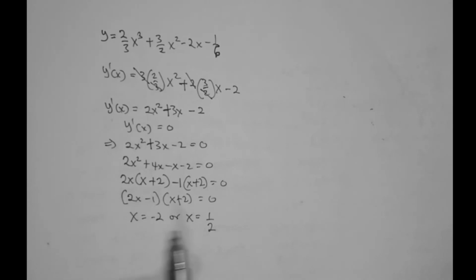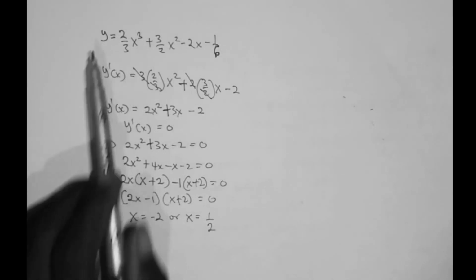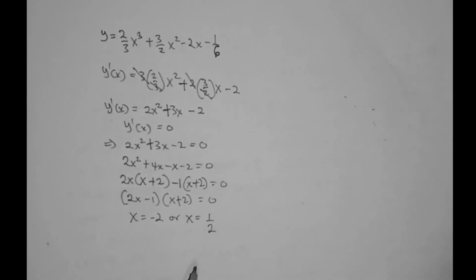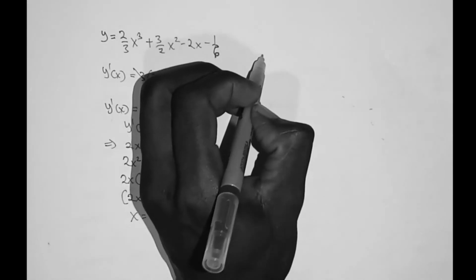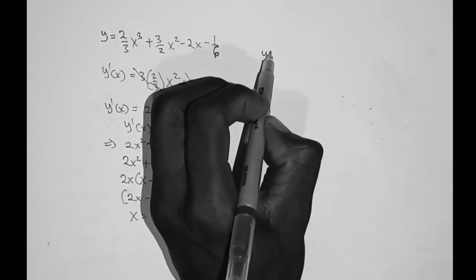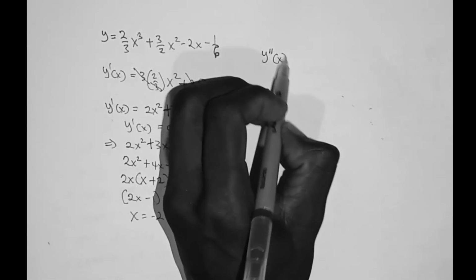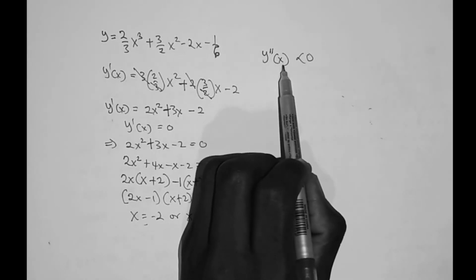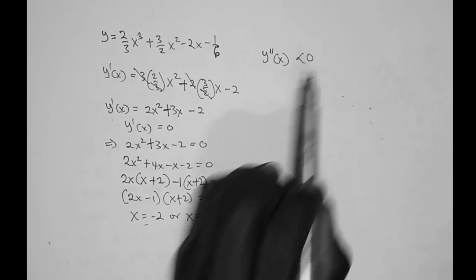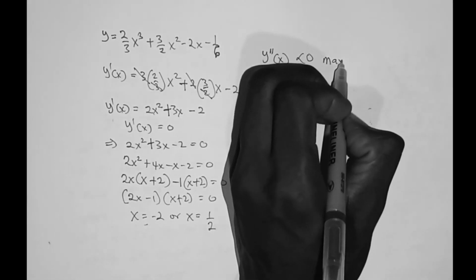But then we are looking for the maximum point. So these two x values will give us a corresponding y value. But which of them will be maximum? We can only know that by finding the second derivative of y. If the second derivative of y of x, that is y prime prime of x, is less than 0, among these two x values, the one that if we substitute x in y prime prime of x, the value is less than 0, will give us the maximum point.